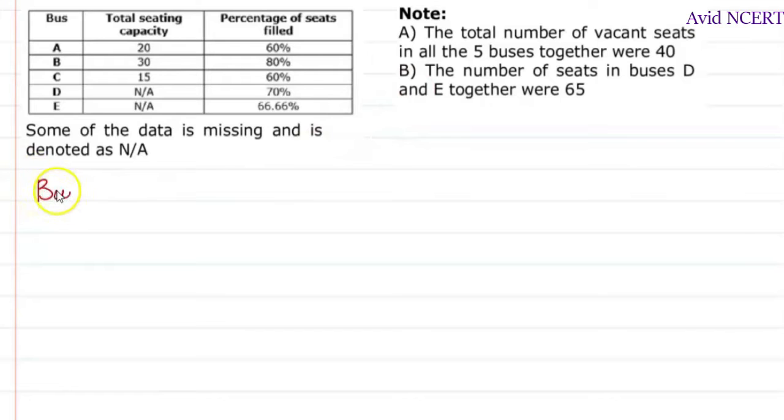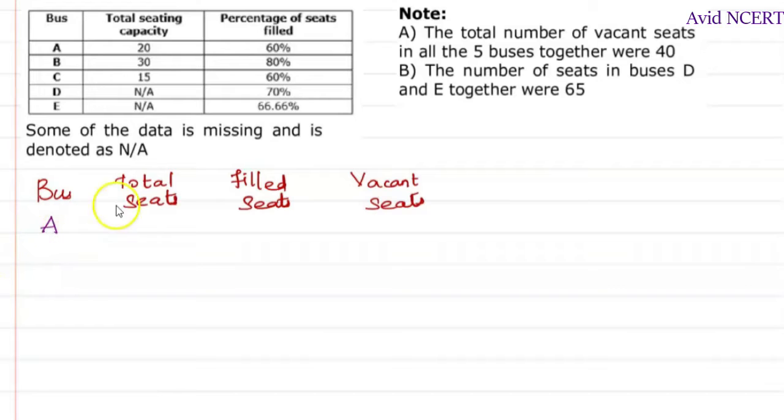So, here it is, bus, total seats, filled seats and vacant seats. So, for the bus A, the total seat here is 20, whereas 60% is filled, which means 6 times 2 is 12. So the vacant seat is 20 minus 12, total seats minus the filled seats, which is 8.